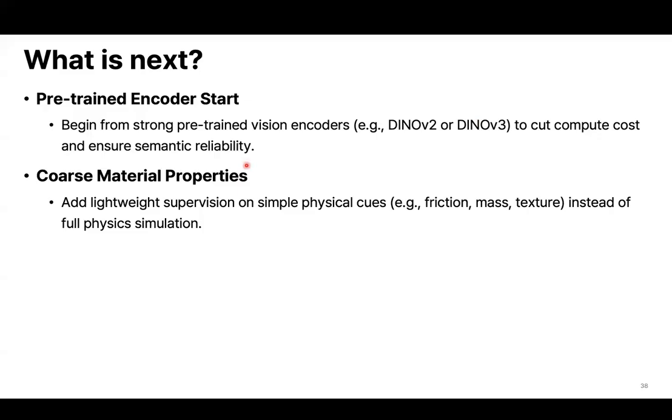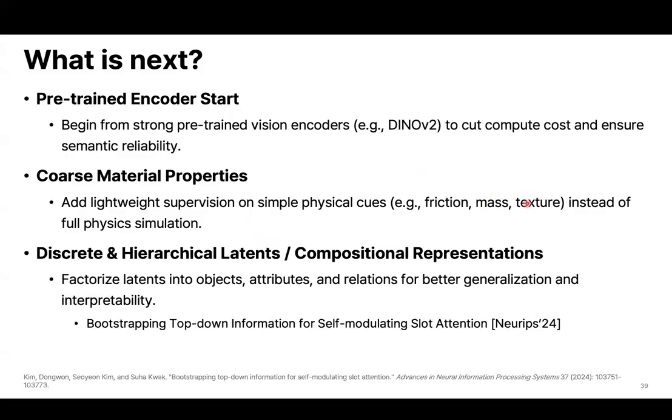Second, the latent world model lacks detailed physics. So lightweight supervision and coarse cues like friction and mass could improve the grounding without costly simulation, like all pixel simulation. And finally, current latents are constrained and ambiguous. So instead of ambiguous continuous latents, discrete and compositional representations are more interpretable.